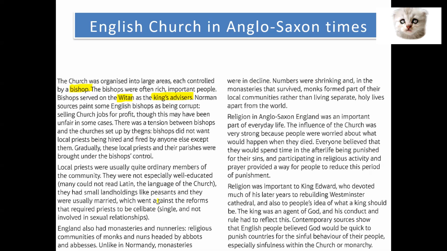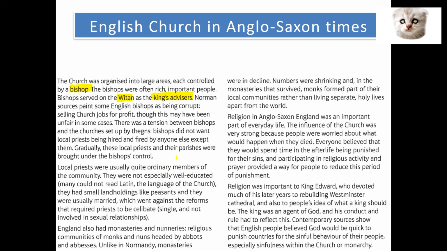They did not want the local priests being hired and fired except by them. The Norman sources paint them as being corrupt, but remember the Normans were looking to reform the English church anyway. They wanted it as more of a source of control. So there wasn't a great deal of control from Rome. Anglo-Saxon England was led by Rome, but kind of did its own thing.